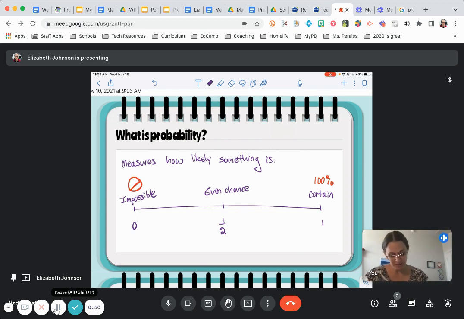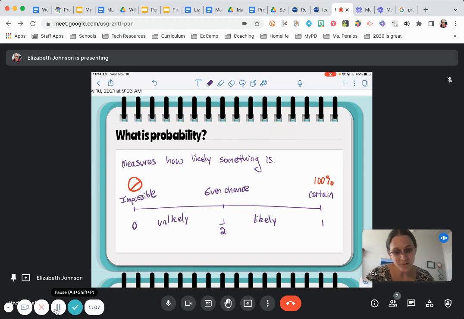Any probability between 0 and 1/2, this would be unlikely. So it could happen, but it's not as likely to happen. And then when we look between 1/2 and 1, these are things that are pretty likely to happen. We have a better than a 1 out of 2 chance of them happening.